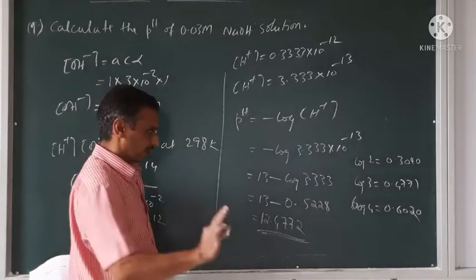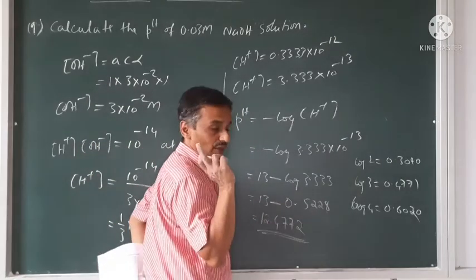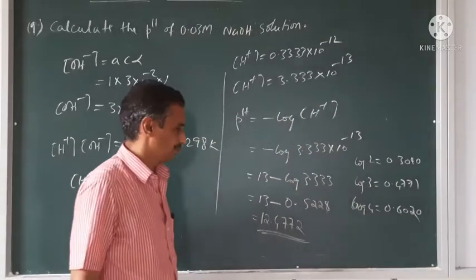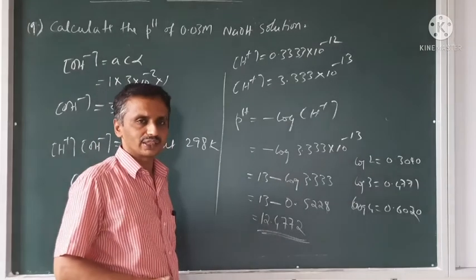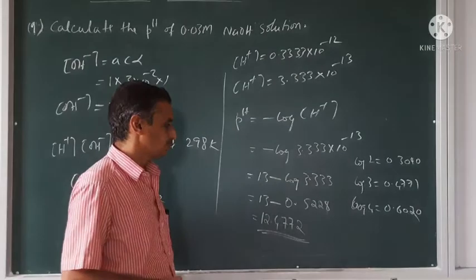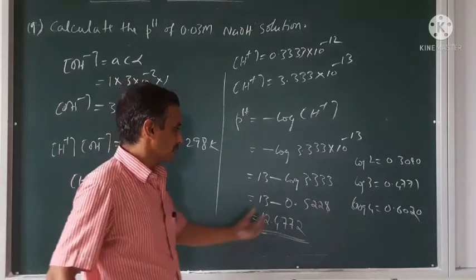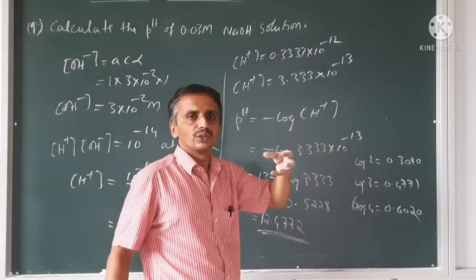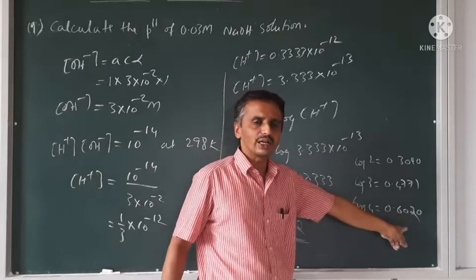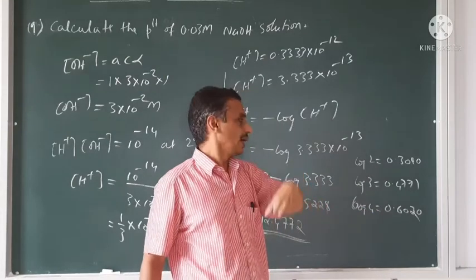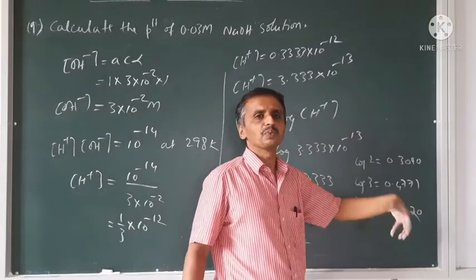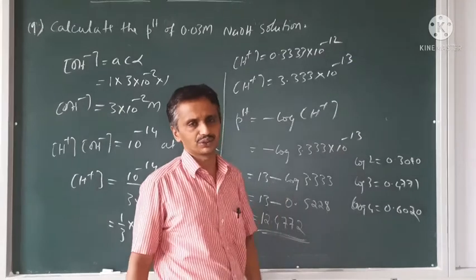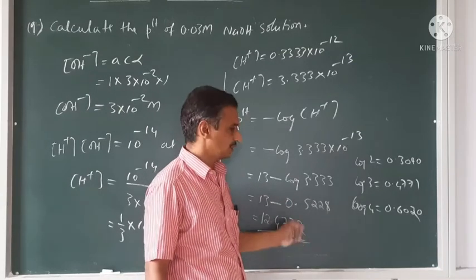Now, whatever the subtraction is, it should be in between 0.4771 and 0.6020. And if you are giving answers such as 12.1 etc., they cannot be correct, because my answer should be subtracted in between this and this. If 13 minus 0.60 is there, it will become 12.4. And if it is 0.47, it will become 12.53 etc. So my answer should be in between them. By that you can judge the answers.